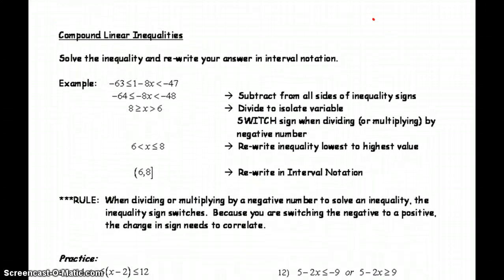Okay, let's look at compound linear inequalities. You look at the example here. When you subtract the 1, you subtract it from each side. Okay. When you divide by the -8, you divide from both sides. Okay. Notice how when you divide by the coefficient, your signs flip. When you divide or multiply by a negative number, you need to make sure you switch the signs.